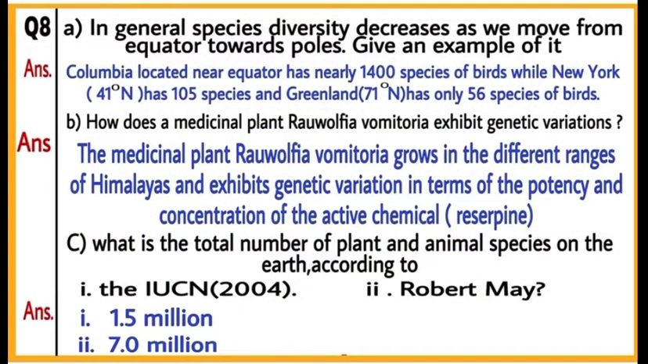Question 8, part A. In general, species diversity decreases as we move from equator towards poles. Give an example of it.